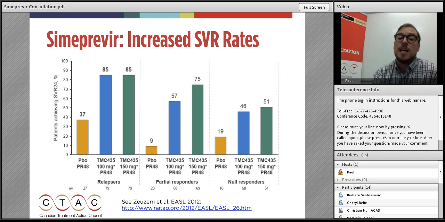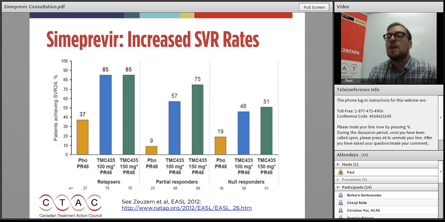And what we see from this phase 2 data is that 85% of people who had previously relapsed after ribavirin and pegylated interferon treatment, 85%, really, really high, achieved SVR at week 24. 75% of partial responders and 51% of null responders. Especially in comparison to the placebo groups of pegylated interferon and ribavirin alone, we're moving up the ability to get sustained virological response rates in people who have relapsed after treatment or didn't respond to treatment at all.